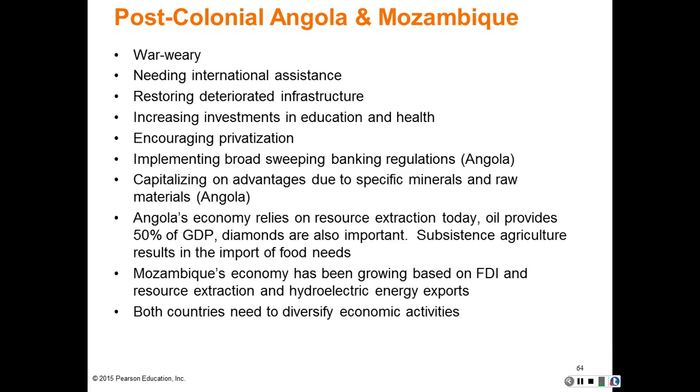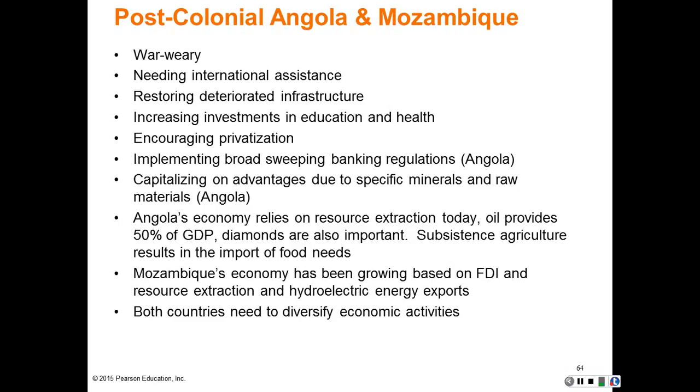Post-colonial Angola and Mozambique. Both countries were war weary and both needed significant international assistance. There was a need to restore the deteriorated infrastructure for both countries. They needed to increase investments in education and health and encourage privatization of industry. Angola needed to implement a broad sweeping strategy of banking regulations. They needed to capitalize on the advantages due to specific minerals and raw materials available in Angola.